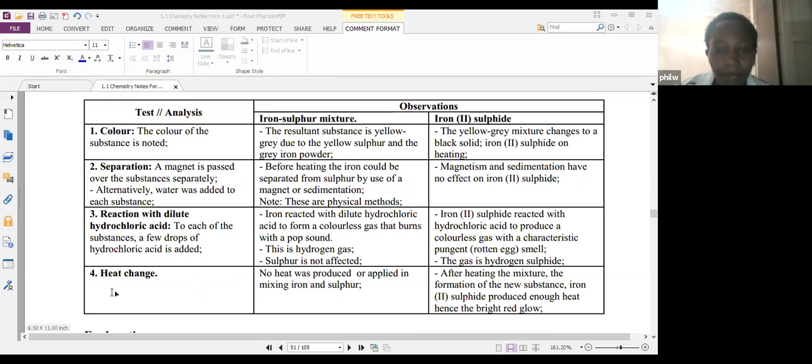Now remember, a mixture of iron sulfur has been made. Then we will make a compound called iron 2 sulfide. Iron 2 sulfide is made up of iron and sulfur chemically combined. Let's look at the video.